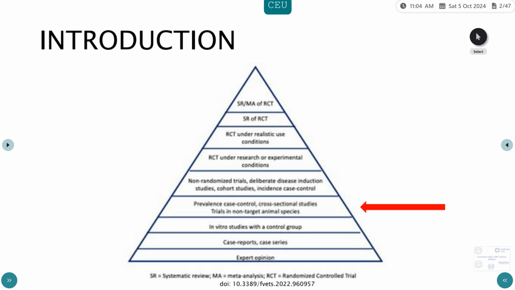So coming to cross-section studies in the hierarchy of evidences that are available for any literature, cross-section comes just above case reports and case series, and below are cohort studies, case control studies, non-randomized trials. Although the level of evidence in the hierarchy of evidence is lower down on the list, it's an important tool that we have because some studies can be only done through a cross-sectional methodology.